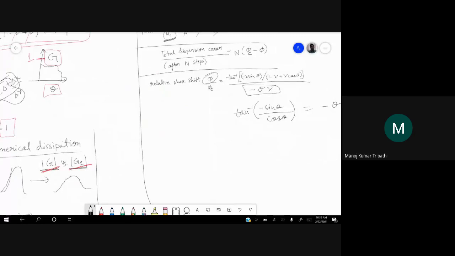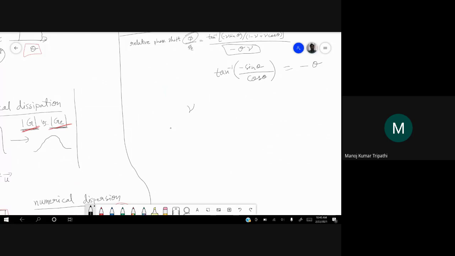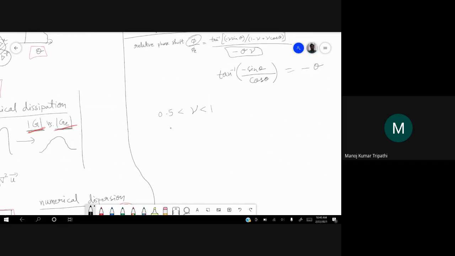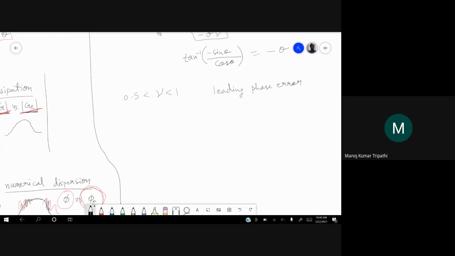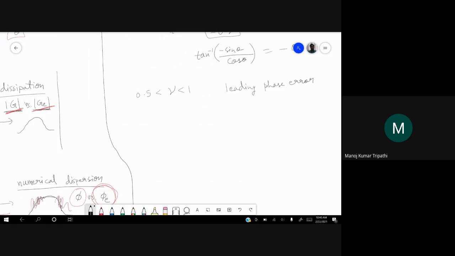From here you can also see that for nu, that is CFL number, between 0.5 and 1, you have leading phase error, which means that in the numerical simulation, all the waves will be ahead of the waves of the original solution. And for nu less than 0.5, it is lagging phase error. And you can try running the code for these nu values and see what difference you get.